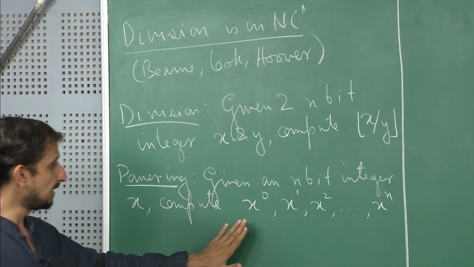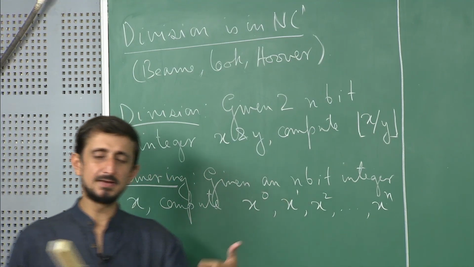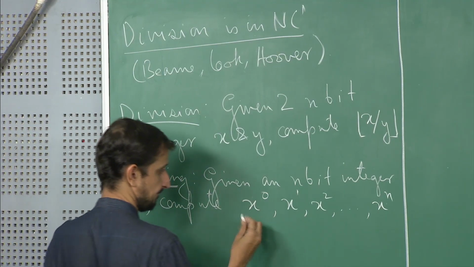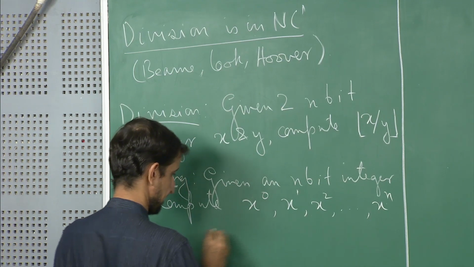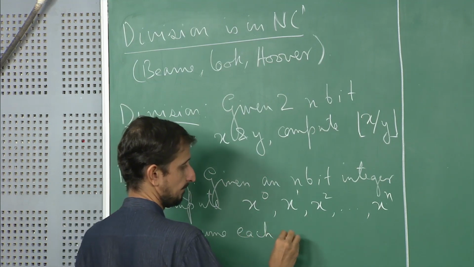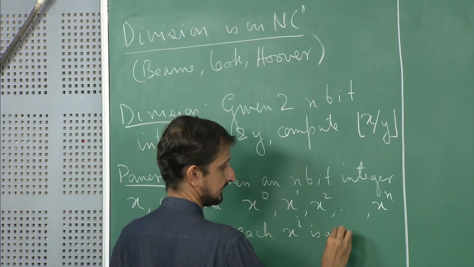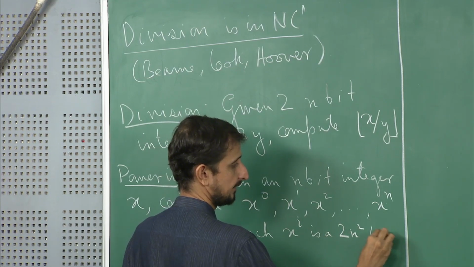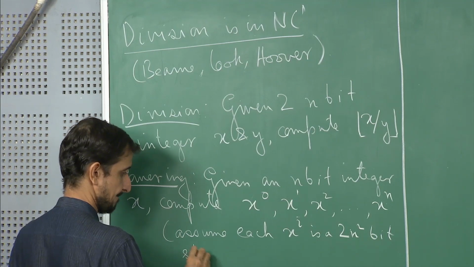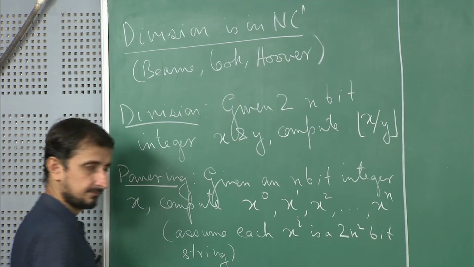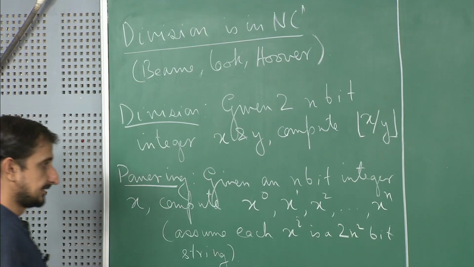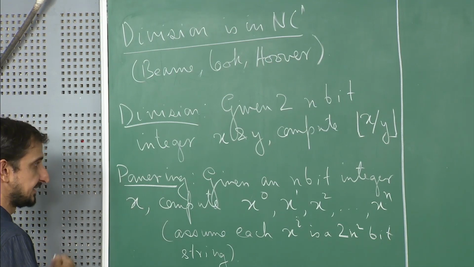So we will assume that for each of these we keep a space of 2n square. So we assume that each of these is a 2n square bit string. You can pad it with zeros if it is less than that. Of course, it will be less than that, so you pad it with preceding zeros.